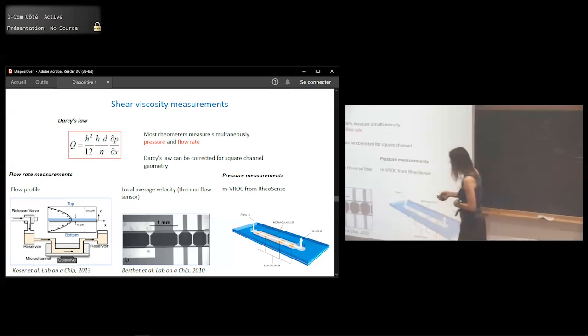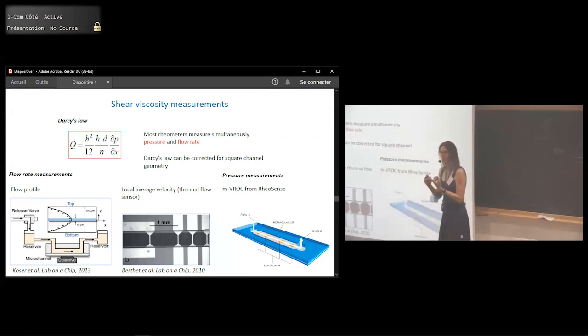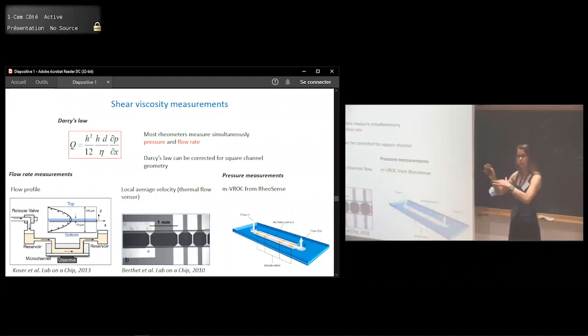And if you do this, you can actually locally resolve the parabolic flow profile, which is nice because it gives you more information. It gives, of course, also the average speed of transport, but it also gives you information about the fact, is this a Newtonian fluid, is it parabolic, or do you have any kind of deviation from the parabolic flow profile? So if you do this, you already add quite some information to the system.